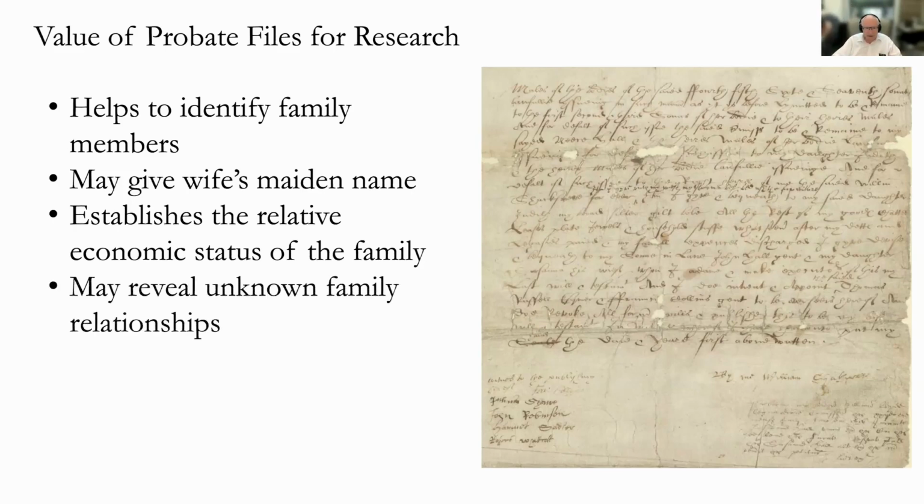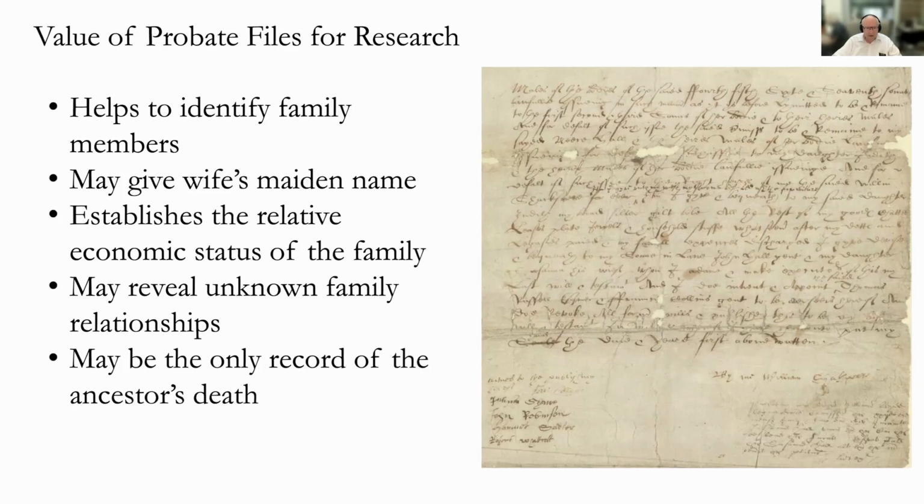And it may reveal unknown family relationships. You may find out who is related to whom, and that may be a surprise. It also may be the only record of the ancestor's death. It's not unusual that you can't find any other evidence of the ancestor's death. Because you found a probate record, you might then be able to find a cemetery record or a cemetery marker with some information. But sometimes it's easier to find the cemetery marker and then begin looking for a probate record where the cemetery marker is located.